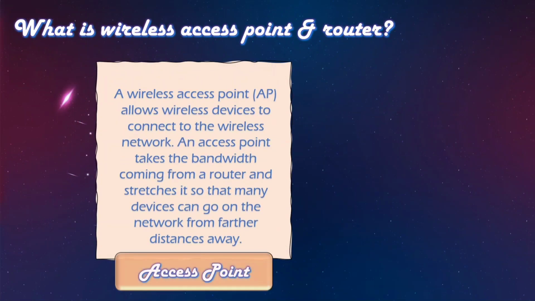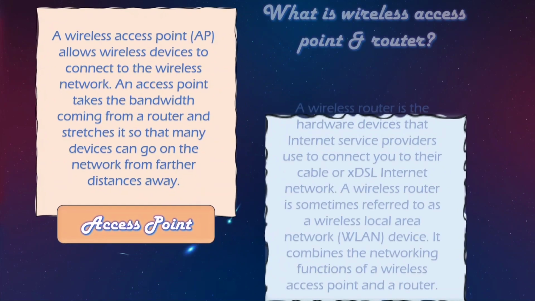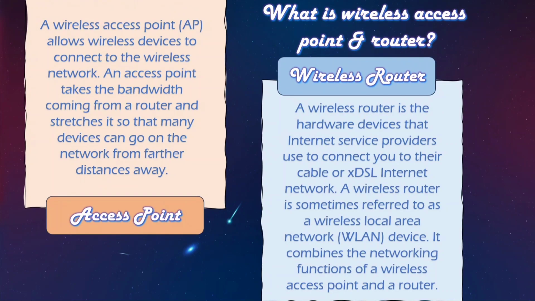What is wireless access point? A wireless access point allows wireless devices to connect to the wireless network. An access point takes the bandwidth coming from a router and stretches it so that many devices can go on the network from farther distances away. But a wireless access point does more than simply extending a Wi-Fi. It can also give useful data about the device on the network, provide proactive security, and serve many other practical purposes.